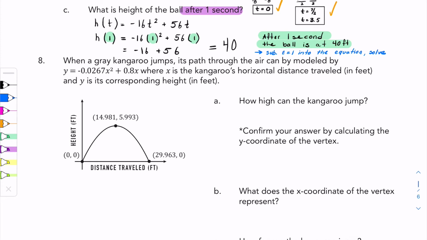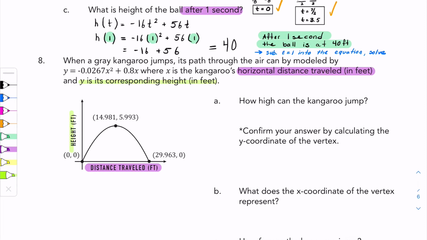So for number 8, this says when a gray kangaroo jumps, its path through the air can be modeled by the function negative 0.0267 times x squared plus 0.8x, where x is the kangaroo's horizontal distance traveled in feet and y is the corresponding height in feet. So we have a horizontal distance in feet, that's your x-axis, and we have our corresponding height also in feet, that's your y-axis.